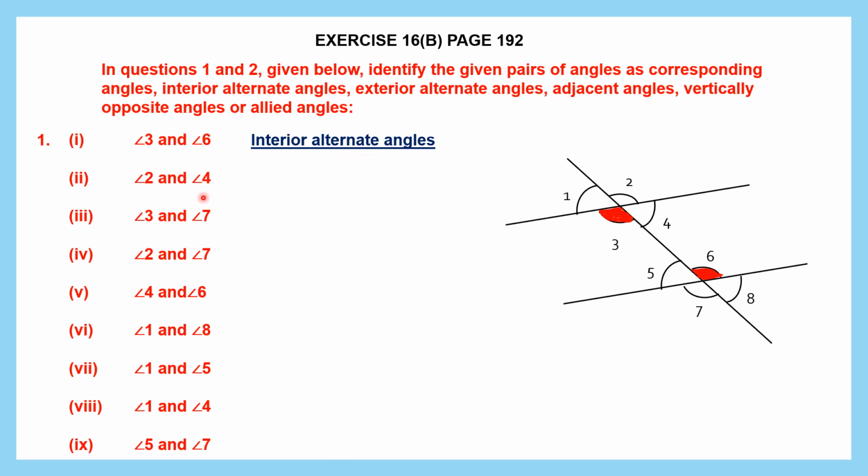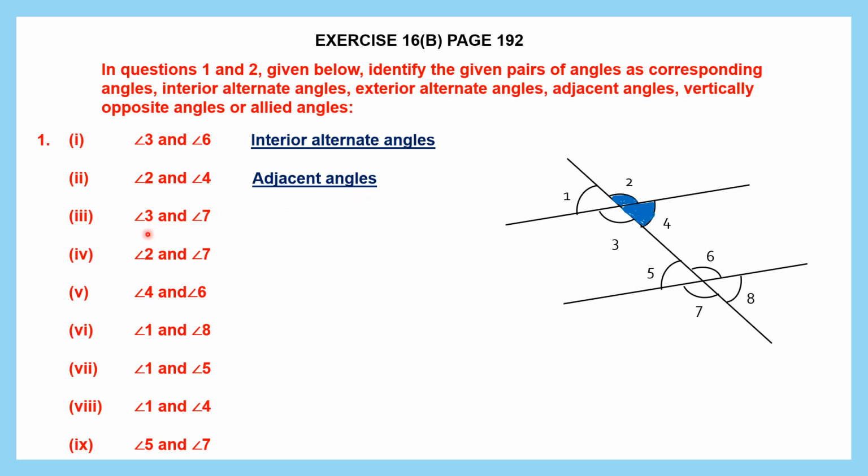Next one, angle 2 and angle 4. So angle 2 is here and angle 4 is here, right next to each other. So you can see angles 2 and 4 clearly now. Now if you can see, they are on this straight line. 2 and 4 are on this straight line, and this is one angle and this is the other angle, and they share the same arm. They share the same vertex, and the other arm is on the opposite sides of the common arm. So such angles 2 and 4 are called adjacent angles. So 2 and 4 are adjacent angles.